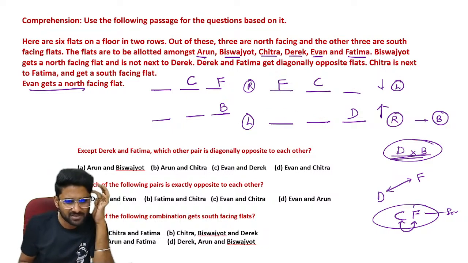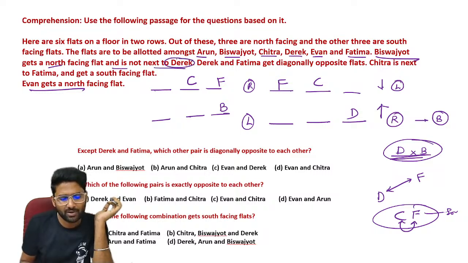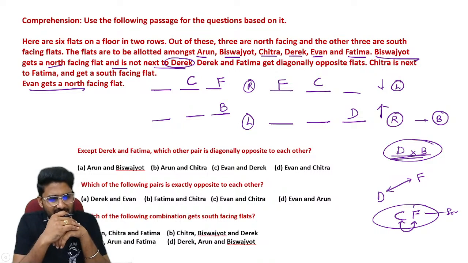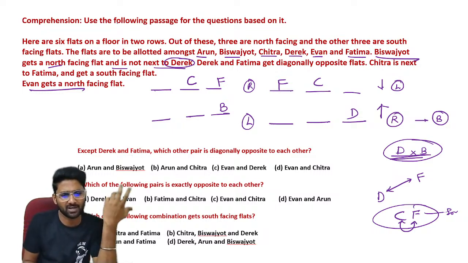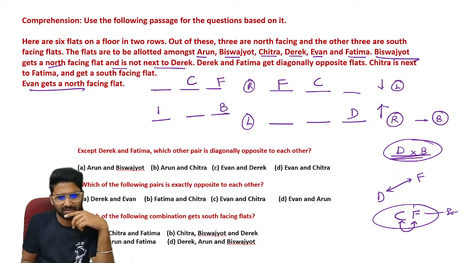What is the point I listed here? Chitra is okay. We're done with this point. And B. B gets north facing flat and is not next to D. Not next to the D means don't consider that person in the flow. D and F is okay. So you cannot consider B in the same floor, guys. You can conclude B here.